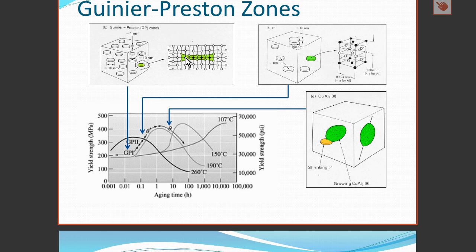Here we see that in the GP1 zone the precipitate is coherent with the matrix crystal. So we expect strengthening from this coherent precipitate to be much more effective than from the incoherent theta precipitate, which forms during overaging.